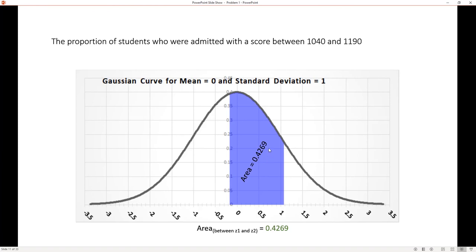This means the proportion of students who scored between a 1040 and 1190 at this university was about 42.69% of the data. And by the way, notice I'm expressing my answer in different ways. I could also express it by asking, what is the probability that a randomly selected student scored between a 1040 and 1190? And you would just say the probability is 0.4269. If I asked for this as a percent, you would have to convert it by moving the decimal point over 2 places to get 42.69%. That's not going to be too difficult for you, just wanted to point that out.